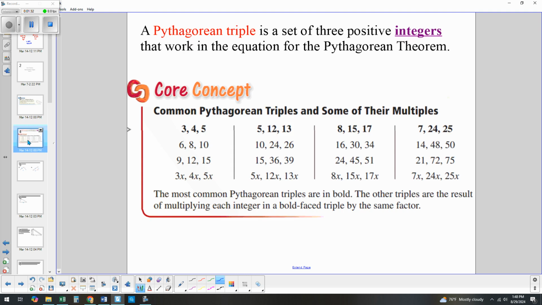There's something called a Pythagorean triple, which is a set of positive integers that work in the equation. They're not required to memorize, but they're definitely helpful to know. So these are the most common Pythagorean triples, and they're multiples. So 3, 4, 5, multiply that by 2, we get 6, 8, 10. By 3, we get 9, 12, 15, and so on. 5, 12, 13 is a common Pythagorean triple. 8, 15, 17, 7, 24, 25, and many, many more.